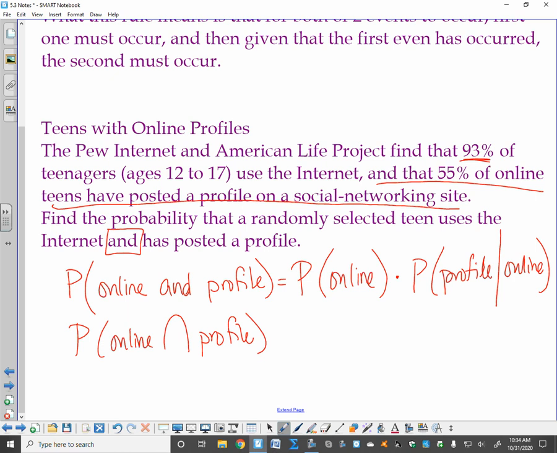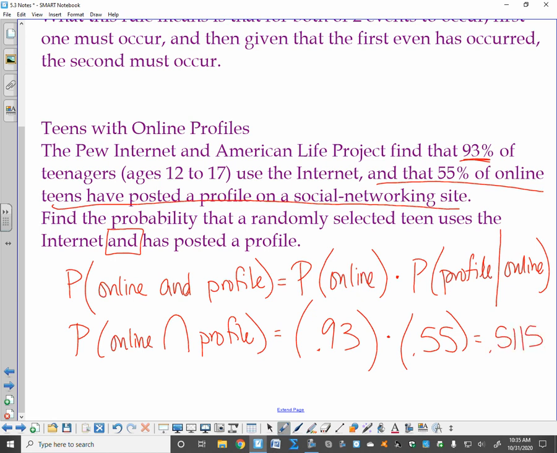Okay, so now let's see what information they give me. What is the probability that a teen is online? Use the internet. 93%, 0.93. Now I need the probability that they have a profile given that they're online. Well, it says 55% of the online teens have posted a profile. So there's my 55%. And that gives me 0.5115.